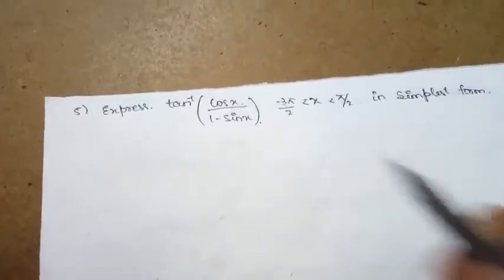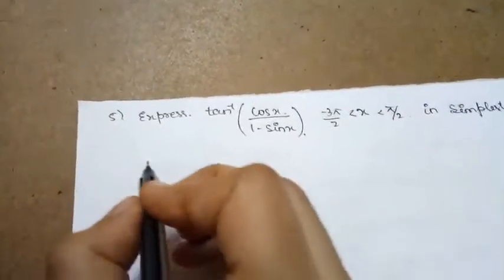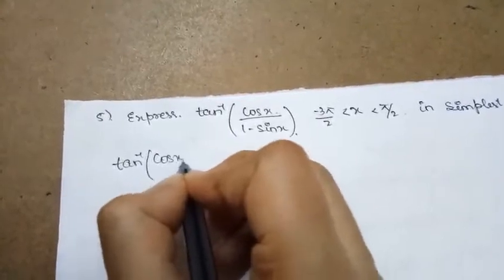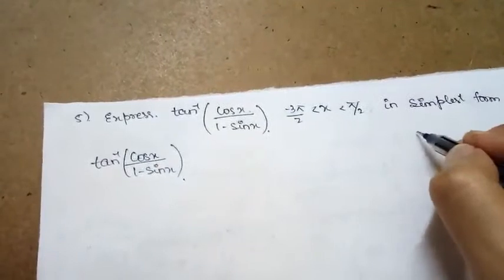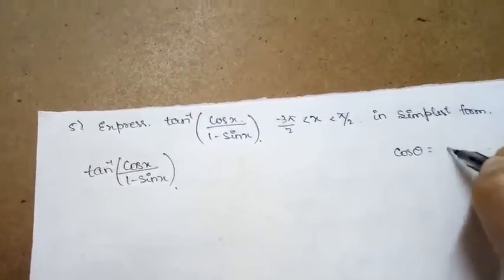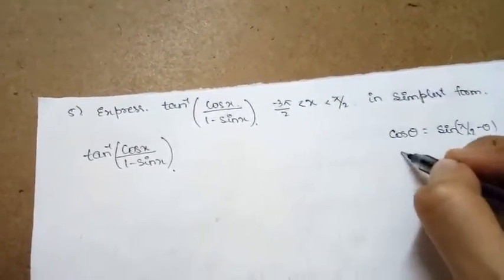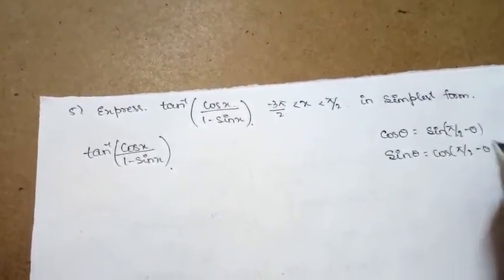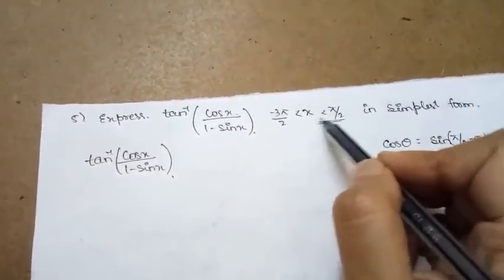So now the next question, we need to express this one in the simplest form. I am considering this one, that is tan inverse of cos x divided by 1 minus sin x. So as I said in the previous question, I can write cos theta as sin of pi by 2 minus theta, and sin theta as cos of pi by 2 minus theta. Why I am considering pi by 2 here, you can see here it should be less than pi by 2.